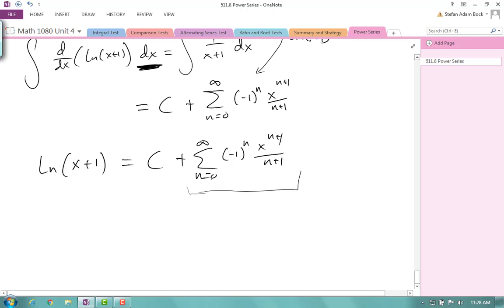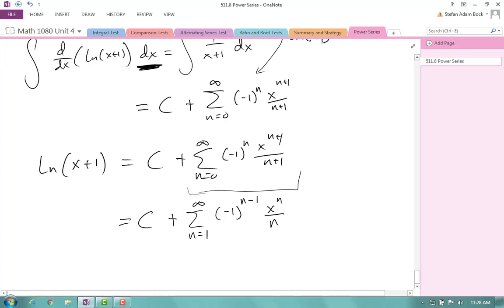Now I can tweak my representation a little bit here, because in this power series, if n is equal to 0, I'm starting with the linear, or x to the 1 term. So I could rewrite this as c plus the sum from n equals 0 to infinity. Actually, I'm going to start from n equals 1. So I'll have negative 1 to the n minus 1 times x to the n divided by n.